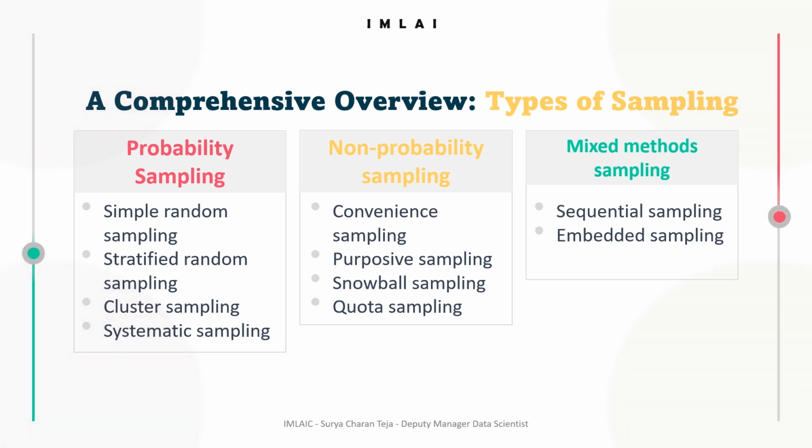So now we will begin with probability sampling first. Once probability sampling is completed, such as simple random sampling, stratified random sampling, cluster sampling, and systematic sampling, we will move on to non-probability sampling and mixed method sampling. So why wait? It's time to jump straight into probability sampling.